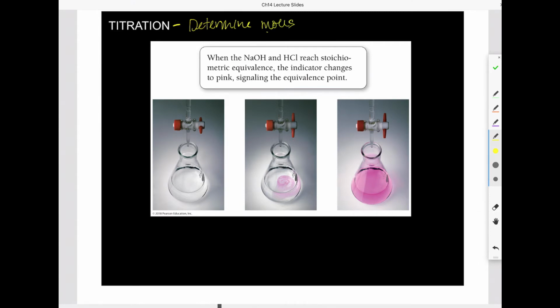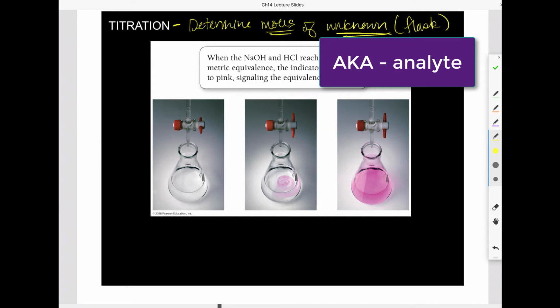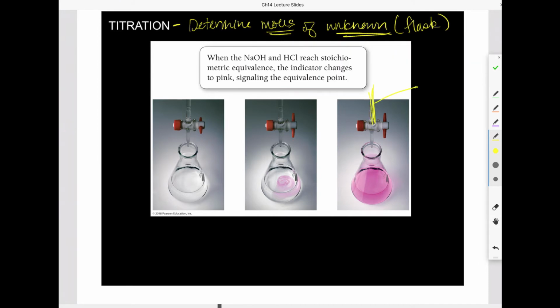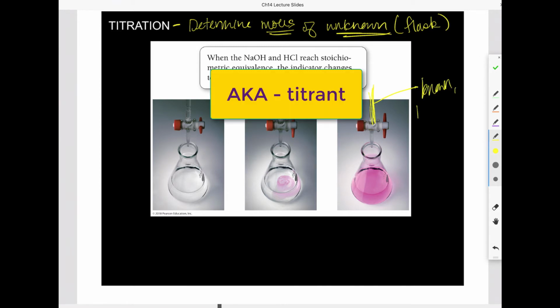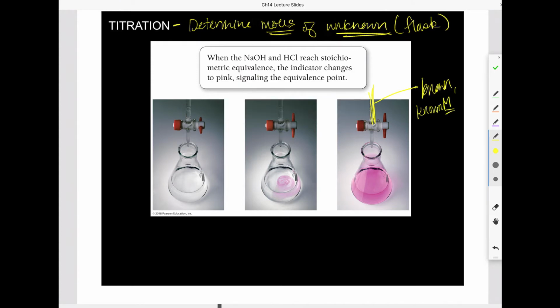moles of our unknown. It always allows us to determine the moles of our unknown, or we can always look at it as the thing in the flask. So every titration is composed of multiple parts. We have this part in the burette, that's always going to be our known. For that, we need to know the concentration, so it has a known molarity.